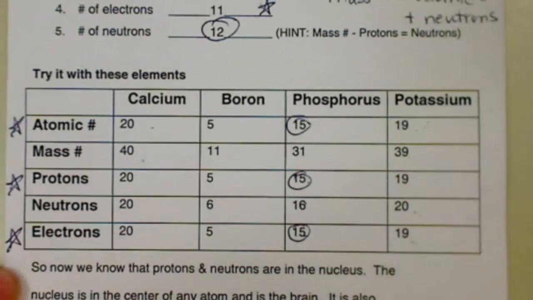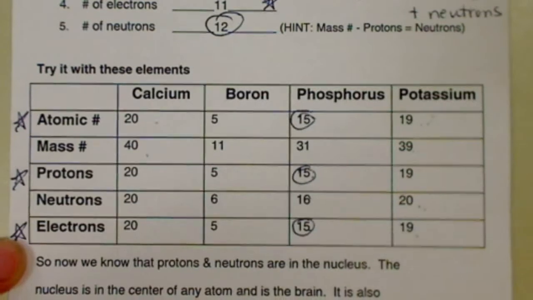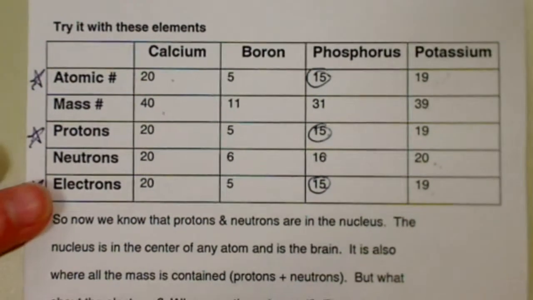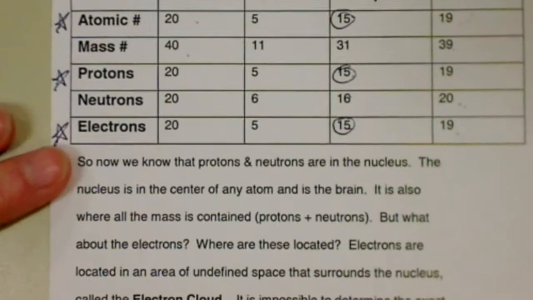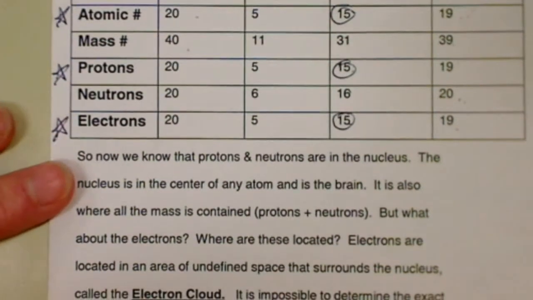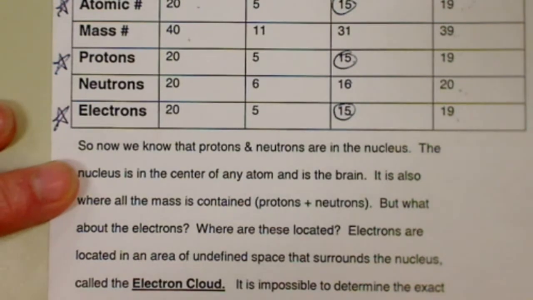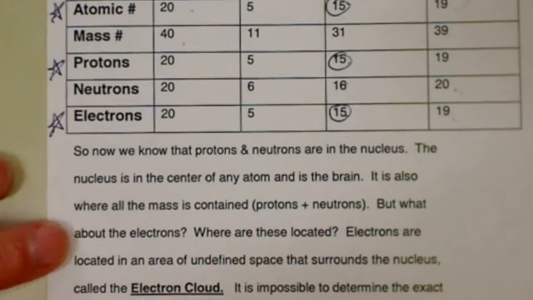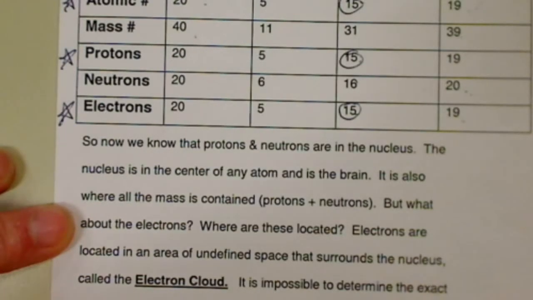So now we know that protons and neutrons are in the nucleus. The nucleus is in the center of any atom and is kind of considered like the brain. It's also where the mass is contained. But what about the electrons? Where are these located? They are located in an undefined space that surrounds the nucleus called the electron cloud. It is impossible to determine the exact location of electrons within the cloud at any particular moment.